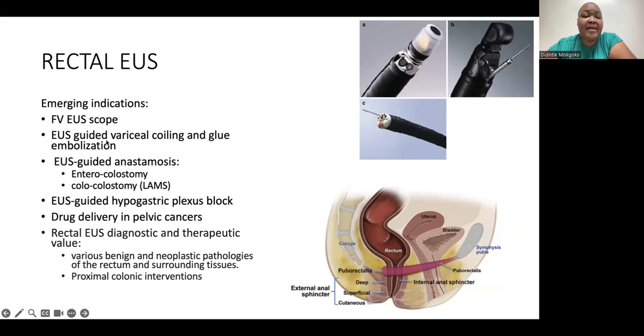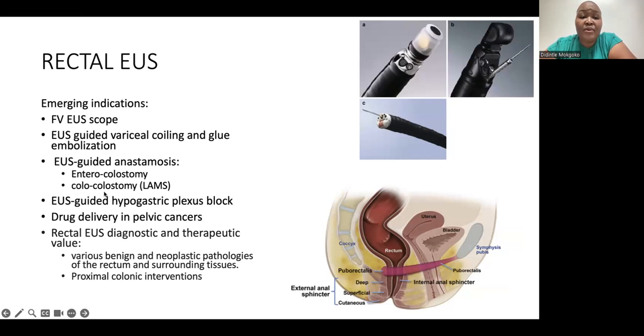There's also been some case reports in terms of variceal coiling and glue embolization, borrowing from the upper GI tract and its management for patients with portal hypertension, being able to place a 19 gauge needle under endoscopic ultrasound into rectal varices and deploying a coil through the needle, and thereafter injecting some glue to gain hemostasis in patients who are not necessarily patients who can have surgical procedures.